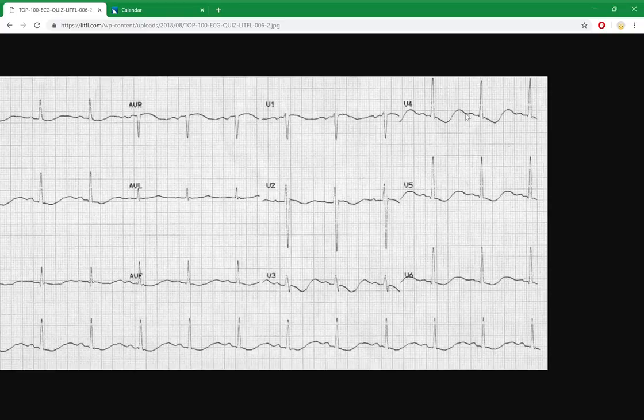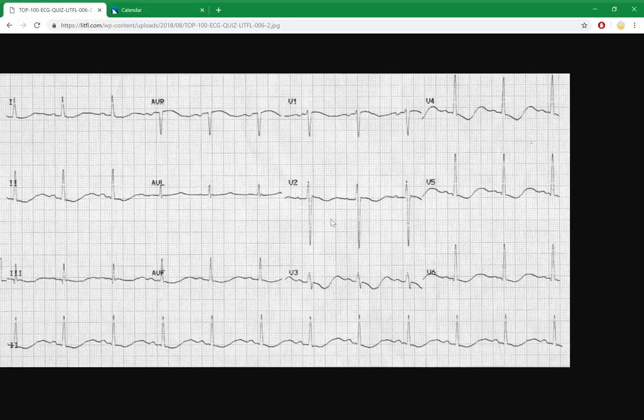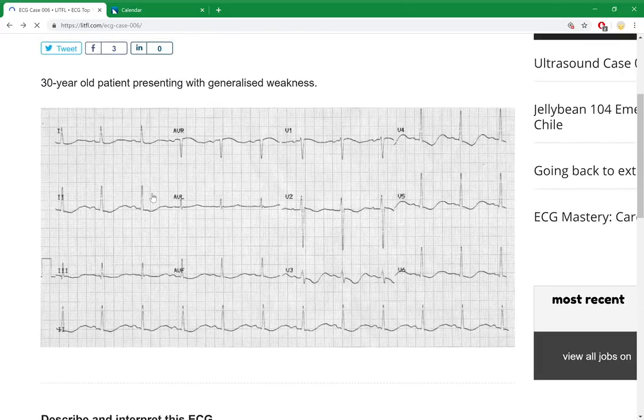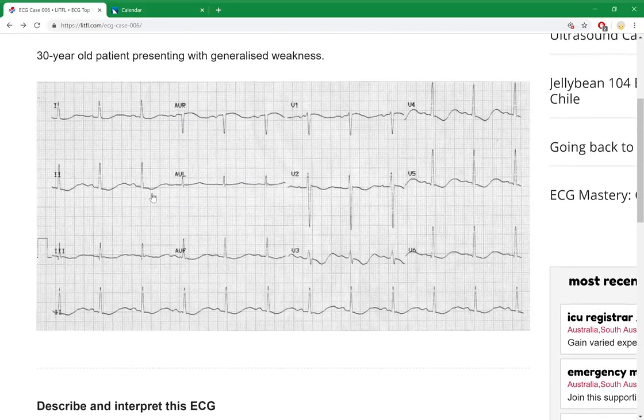which is indicative of what, if we remember from class? Prominent U waves you can get in bradycardia. This patient is not bradycardic. So hypokalemia. Hypokalemia is going to cause these prominent U waves. Let's look at the explanation really quick. So again, 30-year-old patient with generalized weakness.